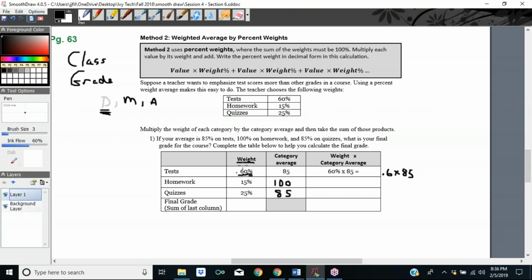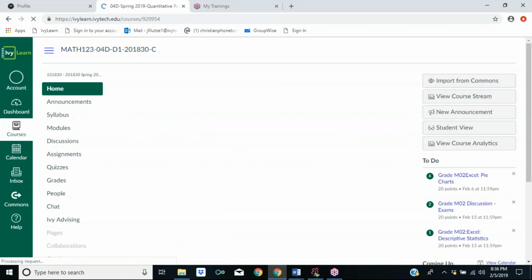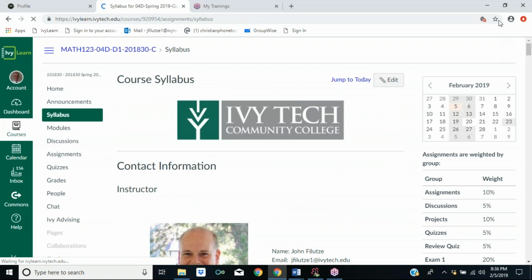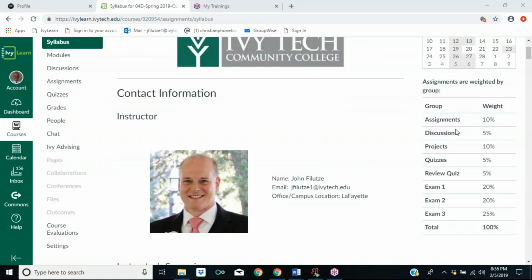So the weight is like in your syllabus. Let me see if I can find mine here. In the syllabus, it shows the weight of the grades. Assignments 10%, discussions 5%, projects 10, quizzes 5, review quiz 5, exam 1 and 2 are 20 each, and exam 3 is 25 for a grand total of 100%. So this is what it means by a weight. Our grades are a weighted grade in this course. Each category carries a certain percentage of the final grade.